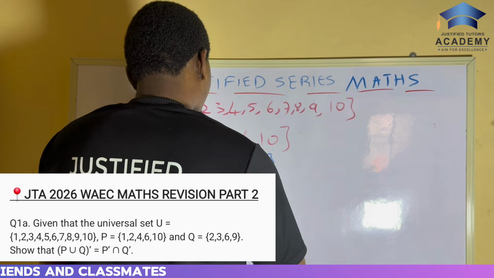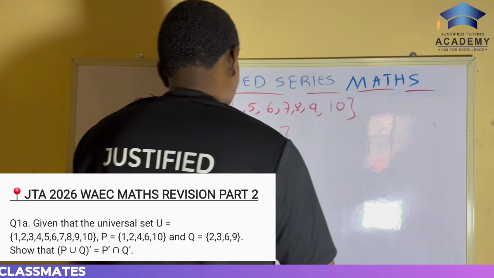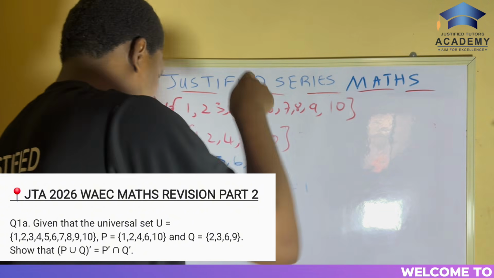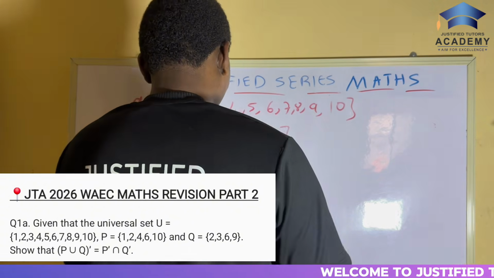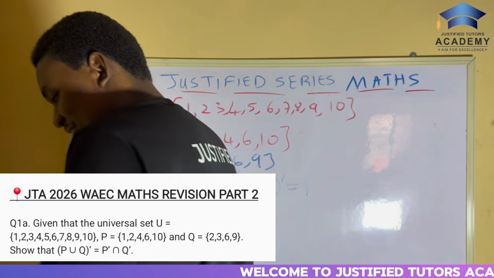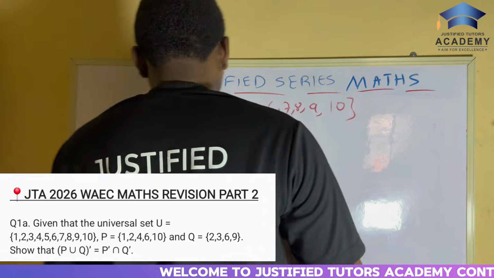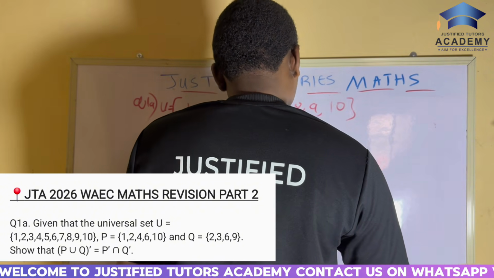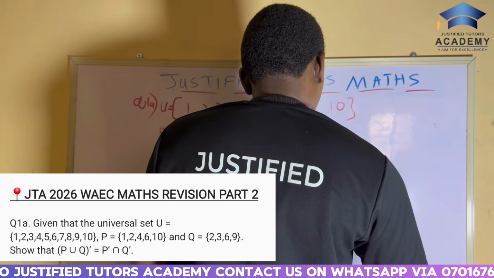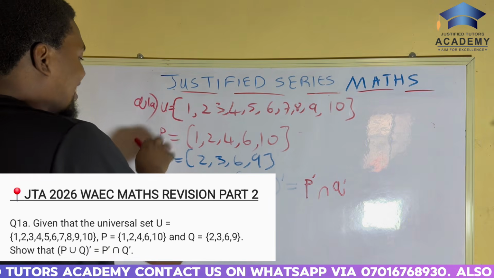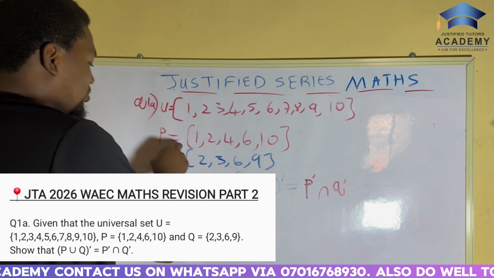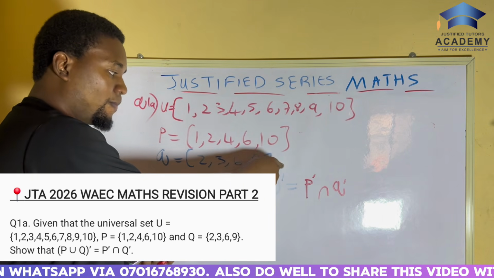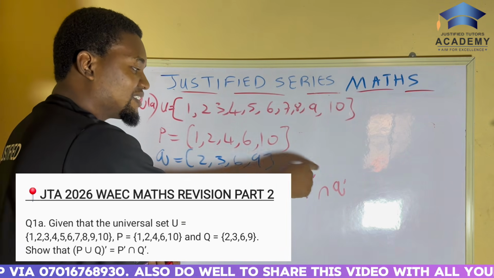P union Q, the complement, is equal to P complement intersection Q complement. The marker is not working, so let's go back to the red marker. Given these sets, show that P union Q complement is equal to P complement intersection Q complement.